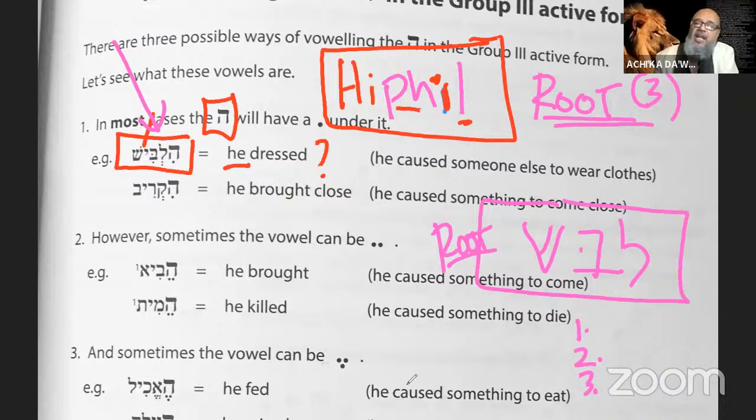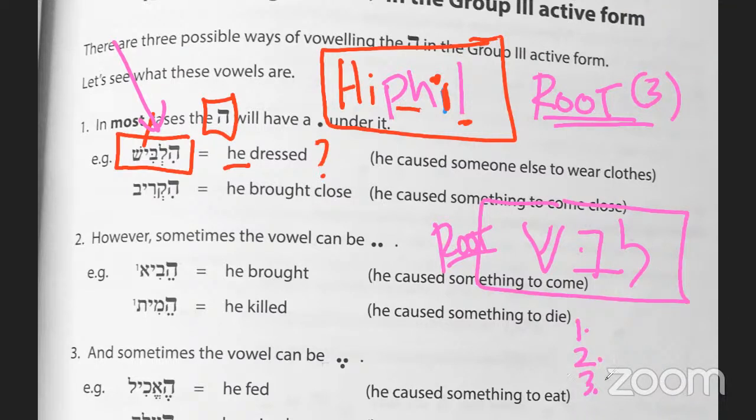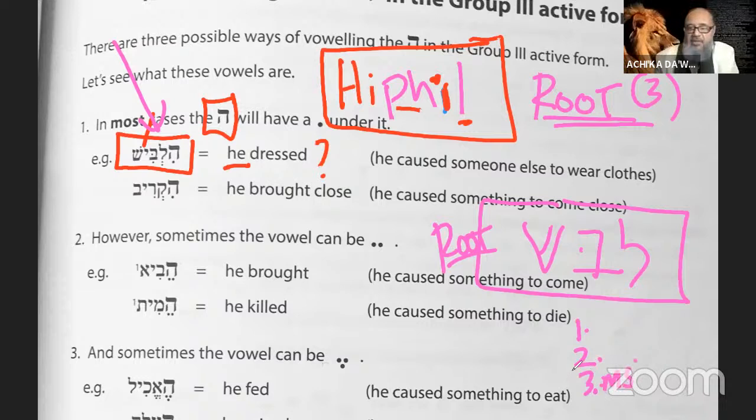First, third. It's the third. It's a 3MS, and the reason why is simply because it's past tense. And that's talking about something that's perfect. And when it's perfect, it means that you're talking about something that's been done, right? So lavash means he dressed. He dressed. Okay.